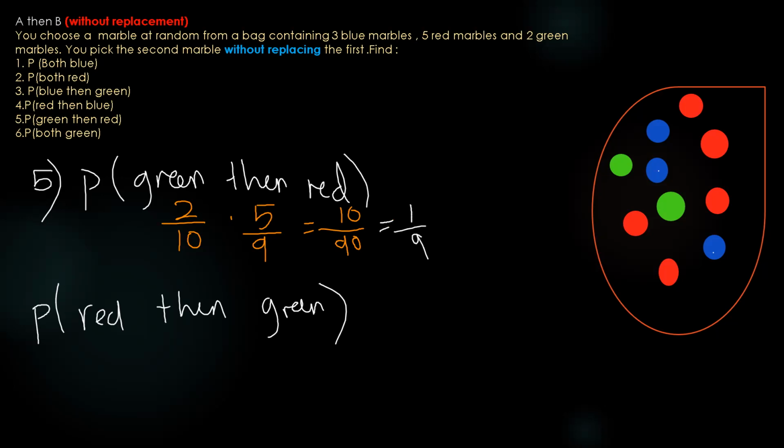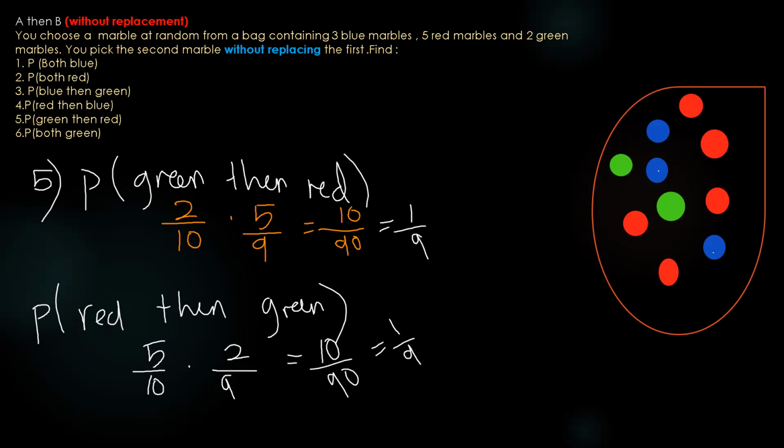Now, red, how many reds do we have here? 1, 2, 3, 4, and 5, over 10 times. How many green do we have? We have 2 green, over how many marbles do we have now after we take the red outside? We have 9. So the answer will be 10 over 90. So yes, we will get the same answer.